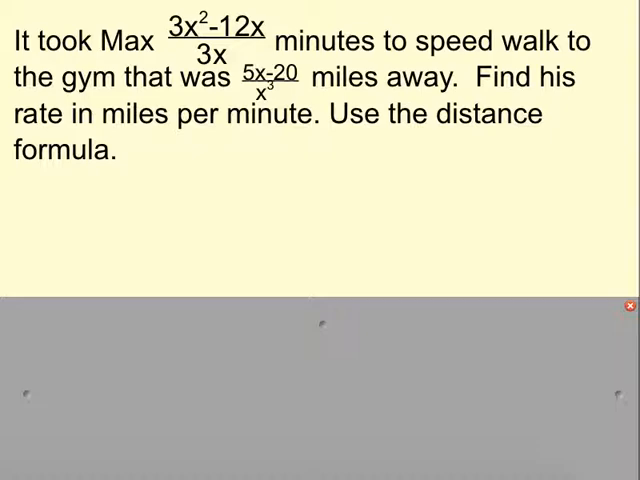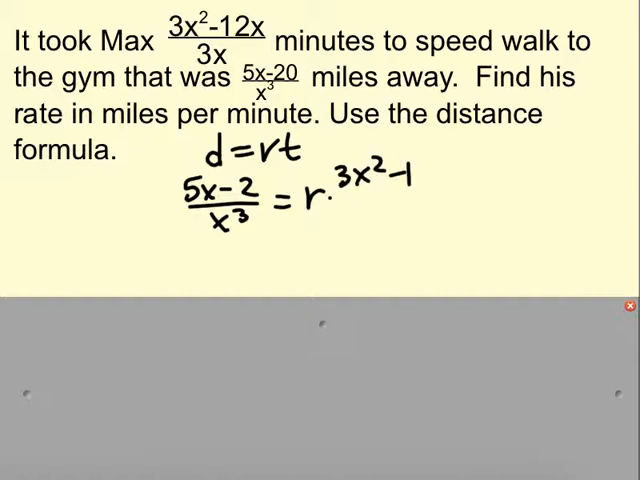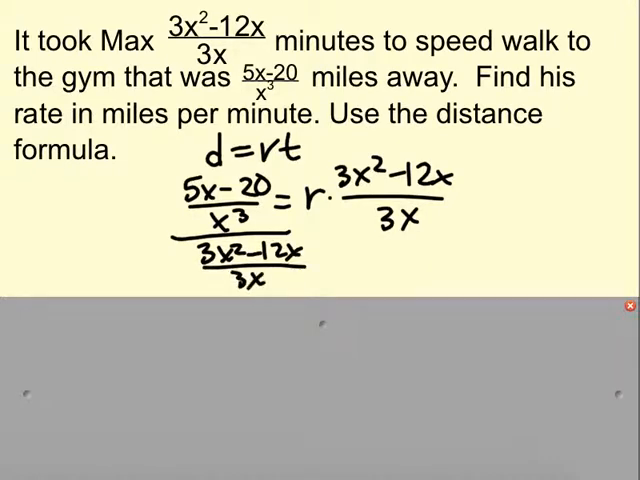Now, our normal distance formula tells me distance equals rate times time. Well, I want to find that rate, so I plug in my distance, plug in my time. So distance is 5x minus 20 over x cubed. And that equals my rate times 3x squared minus 12x over 3x. Well, the only way to solve for rate is if I divide my 5x minus 20 over x cubed by 3x squared minus 12x over 3x. So I need to divide these different figures.